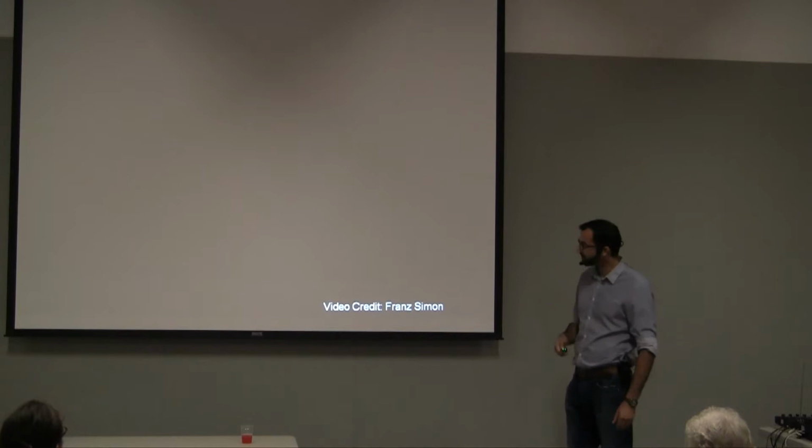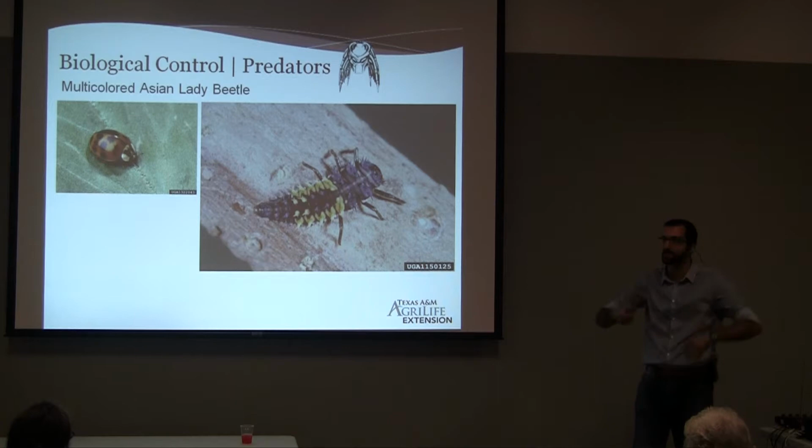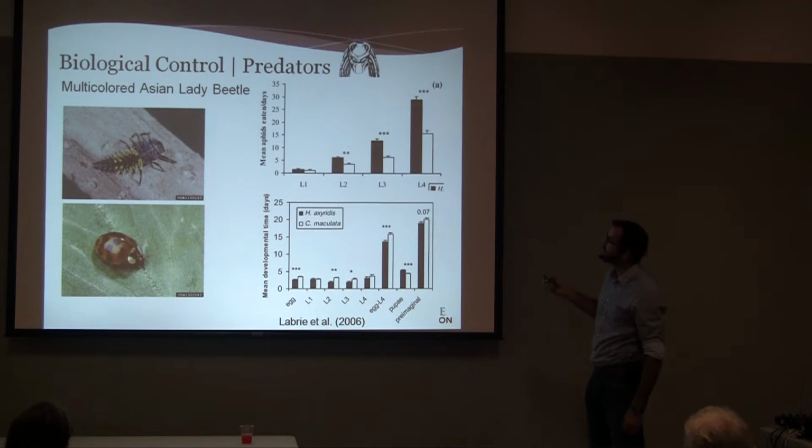And as we had said before, this is what their larvae look like, which are almost like little dragons. And they do the same thing. They'll crawl around, grab an aphid, and just start stuffing it into its mouth. So here's the different stages of a lady beetle larva, and you can see the mean number of aphids eaten per day. In the last stage, they can eat about 35 aphids a day.